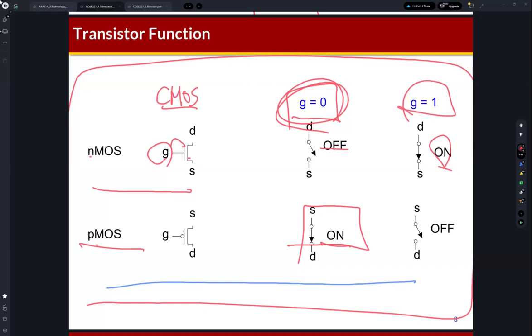You can understand that a transistor is a controllable switch, right? As I mentioned in the class, the connection between drain and source is controlled by the gate voltage. So it's a gate signal level, okay?